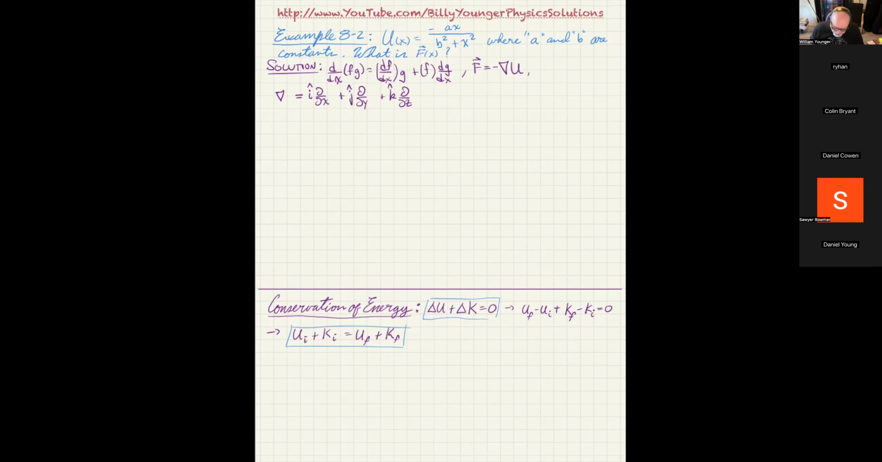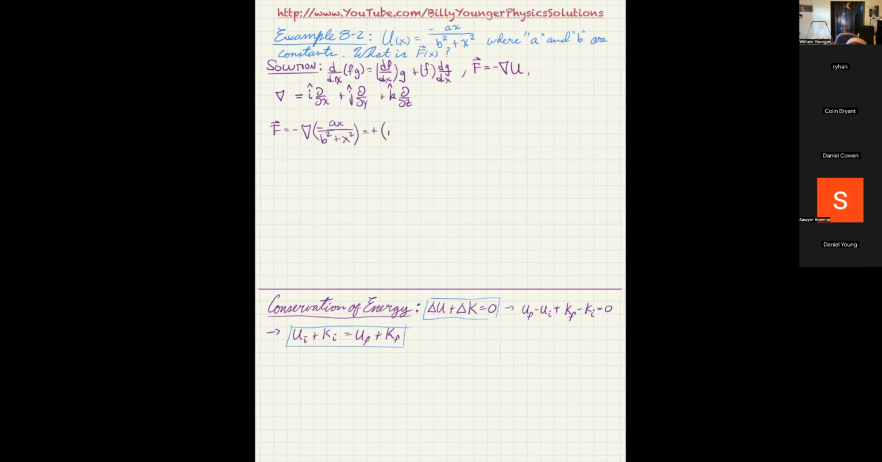So I'm going to show you a little bit of how to do that. And that's what we actually need to do to compute this force. So force is equal to the negative gradient of U, and that gradient of U is the gradient of negative a x over b squared plus x squared, which I'm going to treat a little differently. For starters, I'm going to go ahead and pull that negative through and make this positive, and then I'm going to replace that del with the actual operation that we're doing.